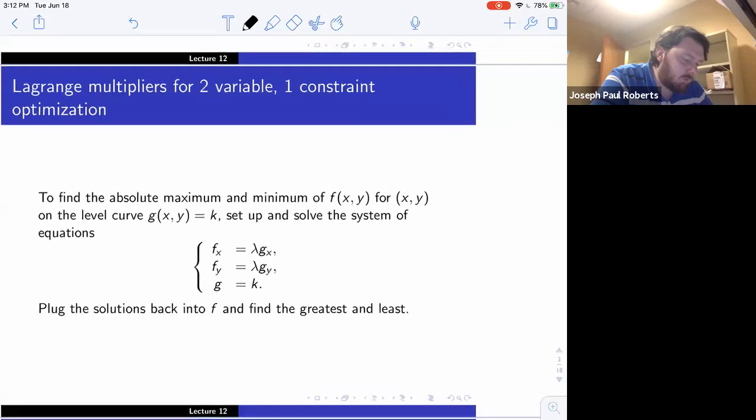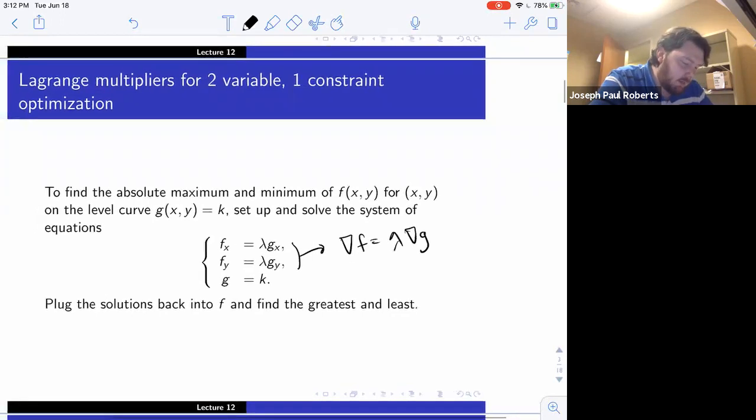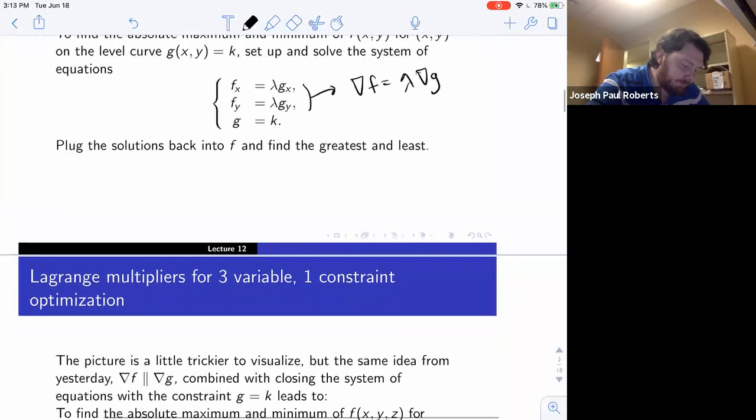This is a quick review of what we did yesterday for Lagrange multipliers. These first two equations were basically saying that grad f and grad g are parallel vectors. Parallel vectors means that one is a scalar multiple of the other, so we have grad f is lambda times grad g. We also remember that we are enforcing that g of x, y has to be k. That's our third equation for our system. We solve that system and plug back into f to find the greatest and least. That's what we did yesterday.